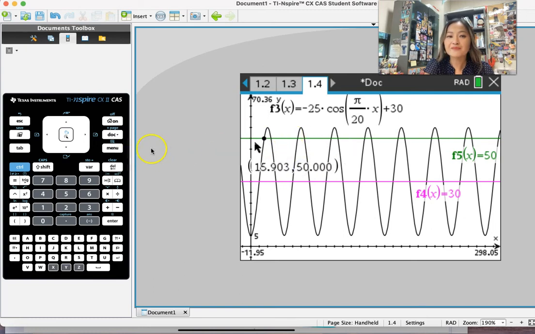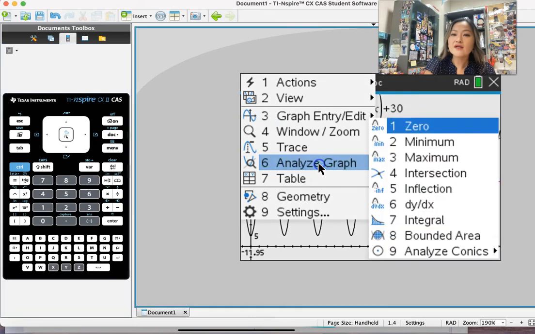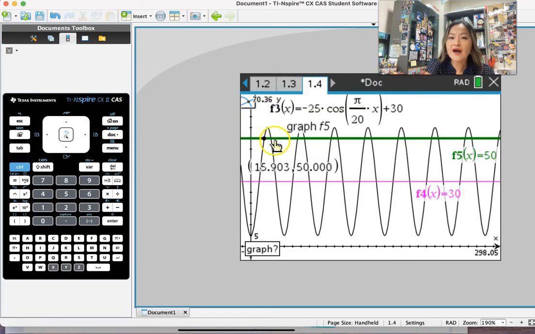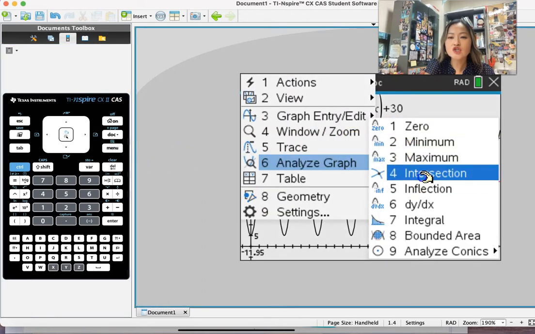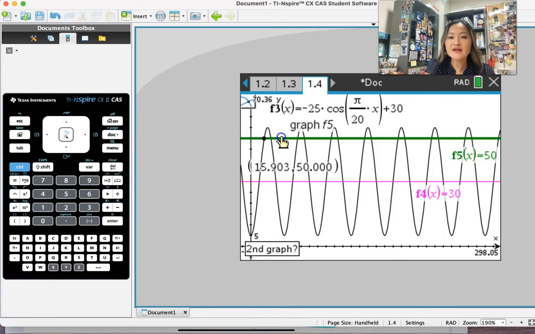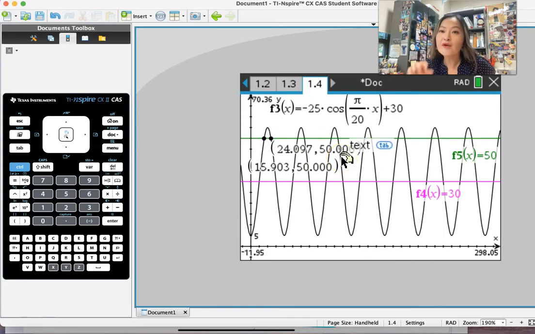You're going to do it again. You're going to keep doing it. Analyze graph, intersection. I want this intersection, this graph. Oh, I clicked it again. Sorry, I don't know why this is doing this. Intersection, ready? I'm going to hit this graph and I'm going to hit this graph. Lower bound is here, upper bound is here. You need to specify the lower bound and the upper bound because there are so many times that it actually hits 50 feet. So in the first, let's try again.